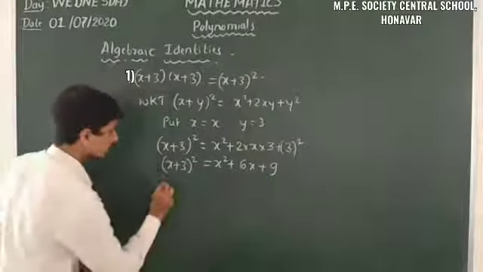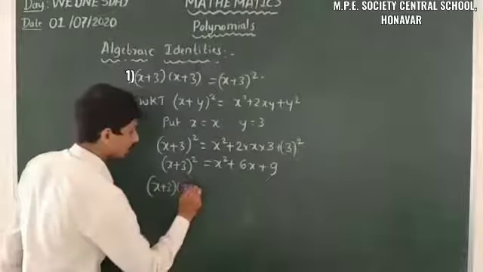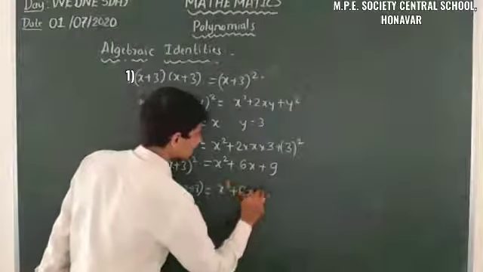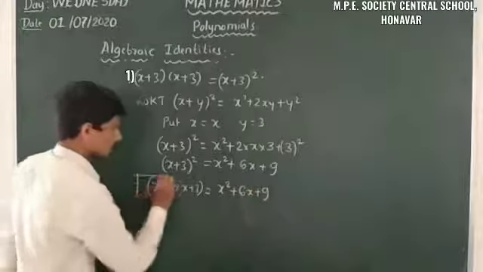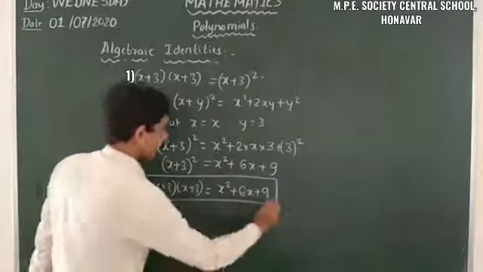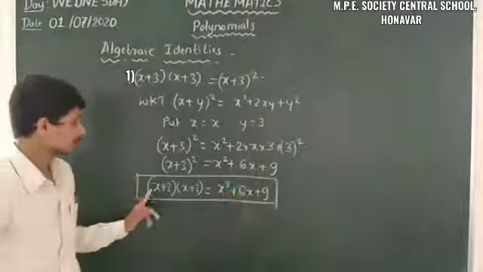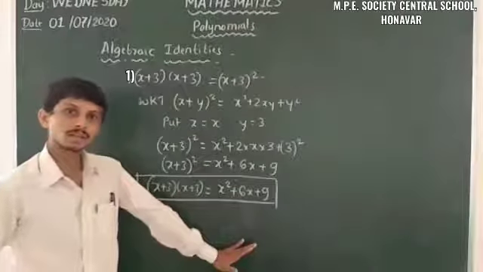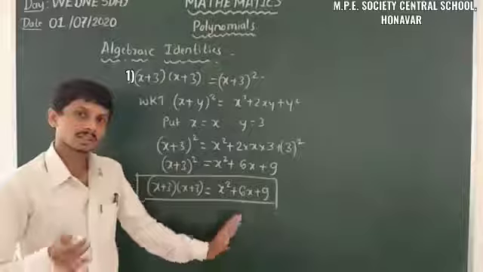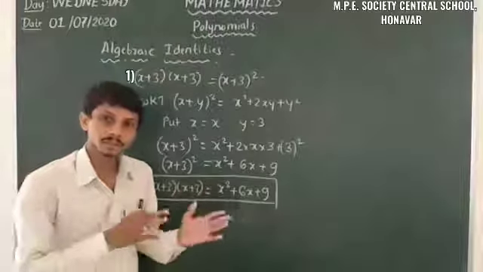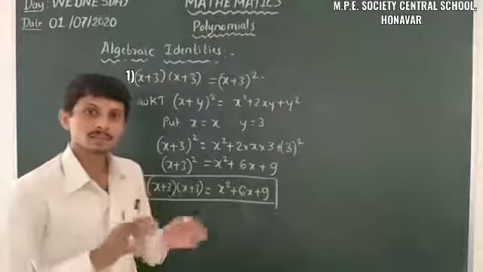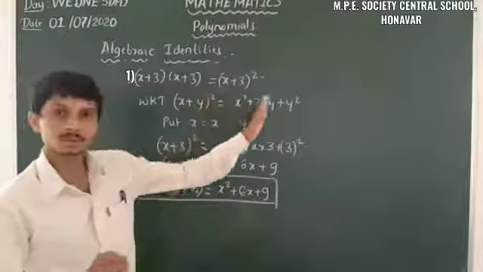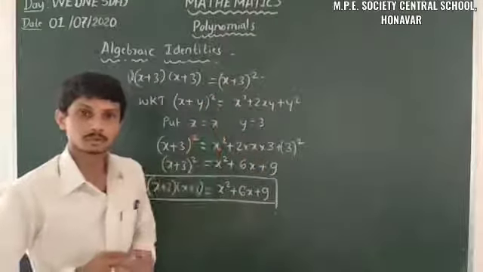So again we write it as (x plus 3) into (x plus 3) is equal to x square plus 6x plus 9. So this is the answer for the multiplication of (x plus 3) into (x plus 3). Now take any other example. Two similar terms are multiplied 2 times, so it converts into (x plus 3) whole square, that is (x plus y) whole square.